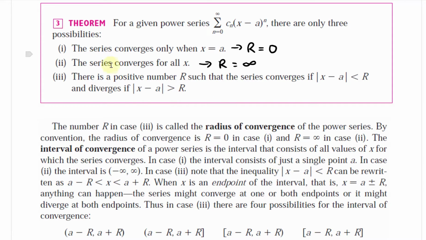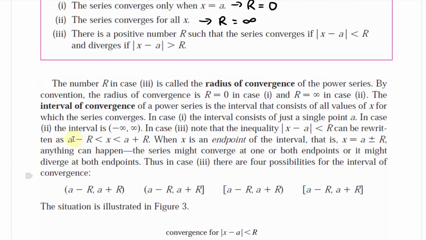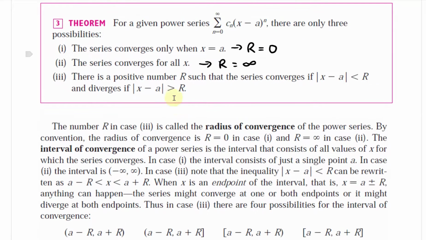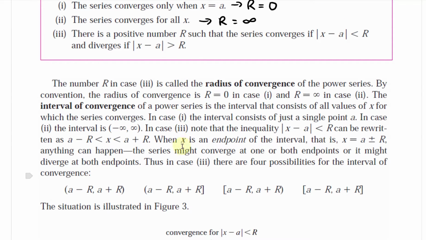In this one here, the interval of convergence is going to be from negative infinity to infinity. And in the final one, you could rewrite this inequality as a minus R less than x less than a plus R. But the endpoints right here, a minus R and a plus R, when x is an endpoint of the interval, that is x equals a plus or minus R, anything can happen, so this doesn't tell us if it converges or not at the endpoints. So we'll have to do that manually, so it could converge or diverge.